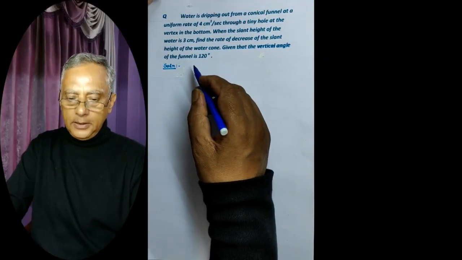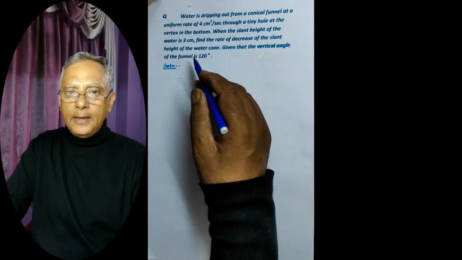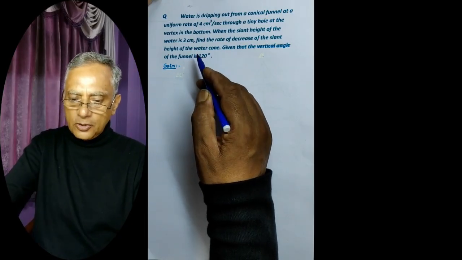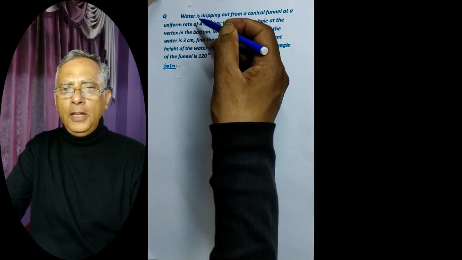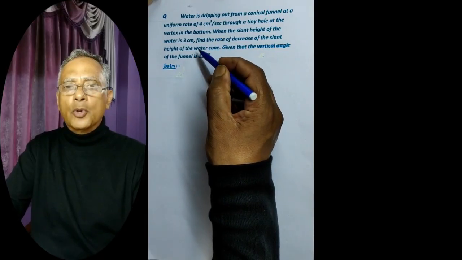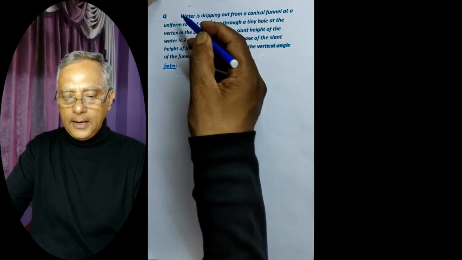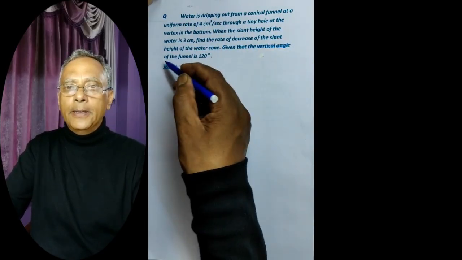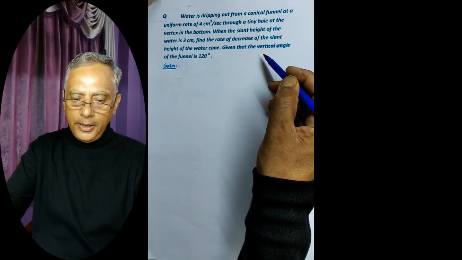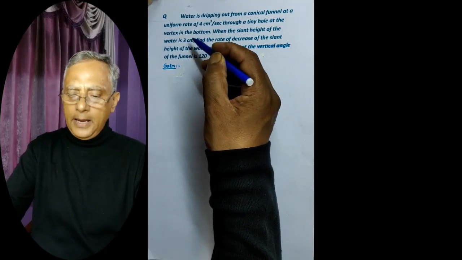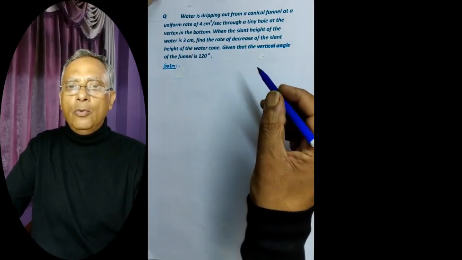Now we take up the next question. As I have illustrated to you in the previous questions, questions of this type involve the following process. First is to read out the question and understand the statement. Second is to read out the question again, convert it into a mathematical statement and draw the figure.